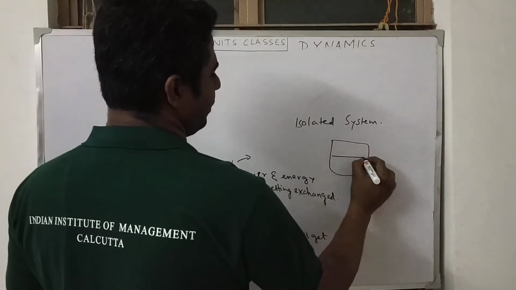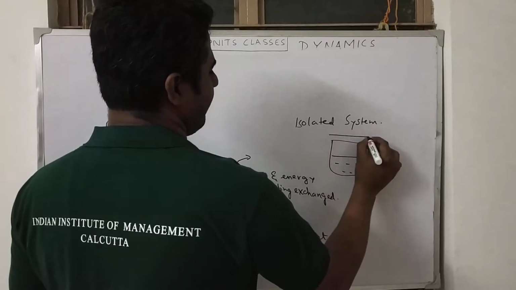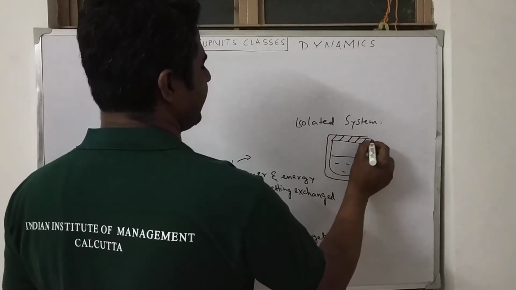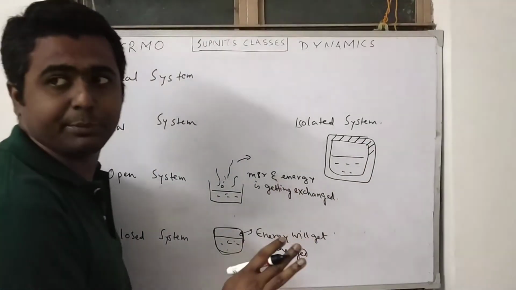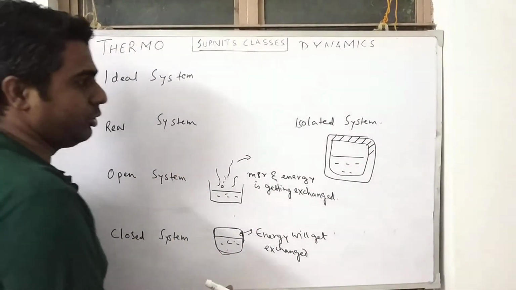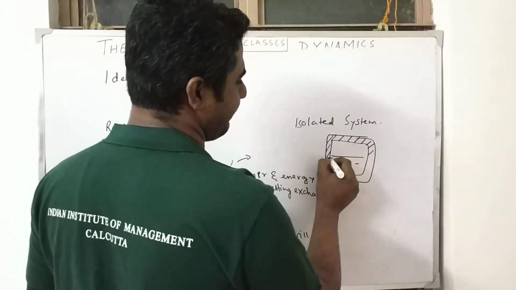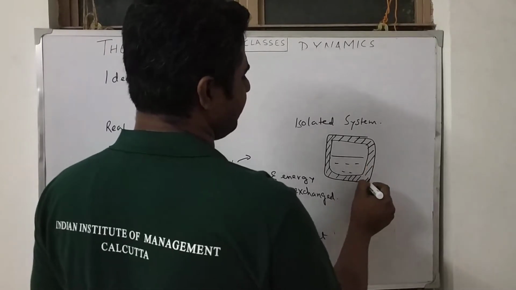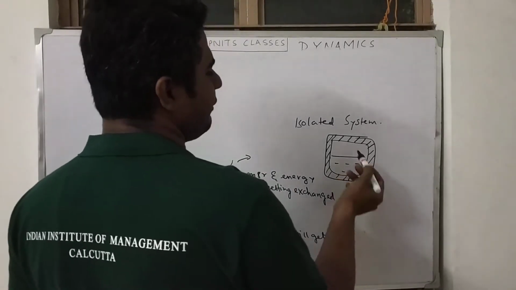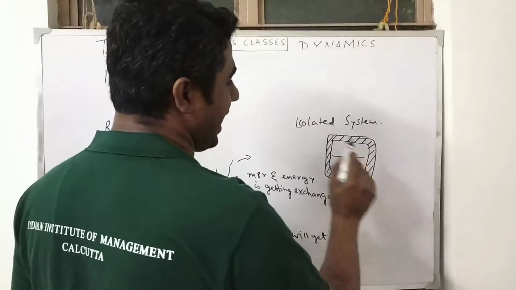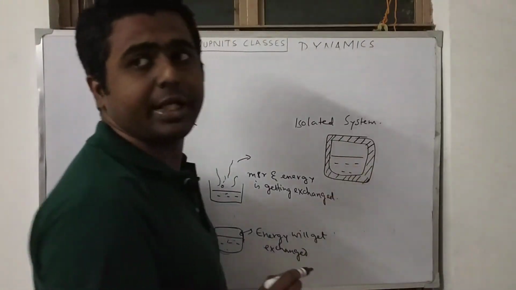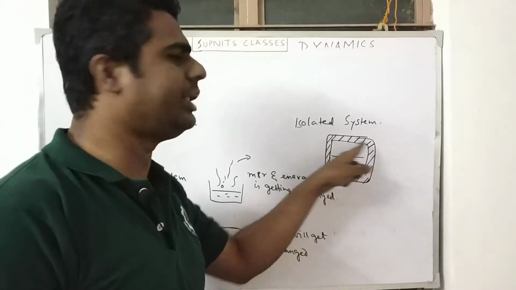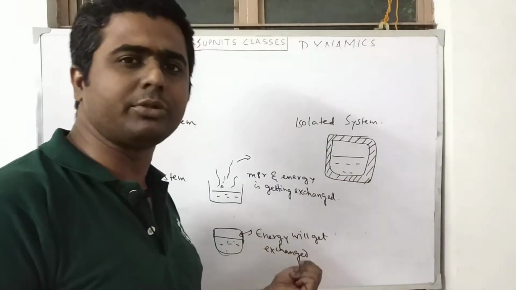I am making it closed only, but what I am doing is insulating this beaker with a very perfect insulation, which is impossible. ठीक है, very perfect insulation तो होता नहीं है कुछ. There is nothing like 100% insulation, but okay, 99% पकड़ लेते हैं. So in this case, obviously there won't be any exchange of matter and there won't be any exchange of energy also, because this insulation will not allow heat to go out or come into the system.